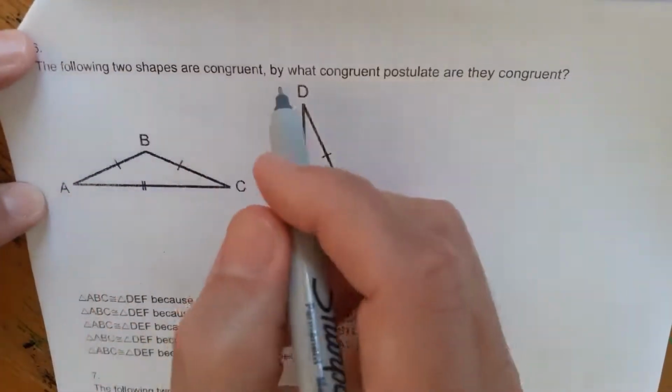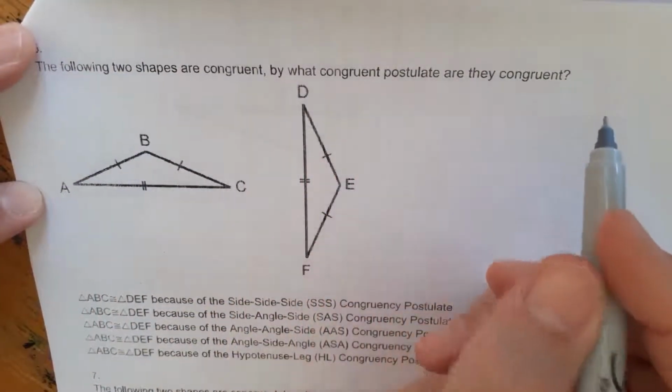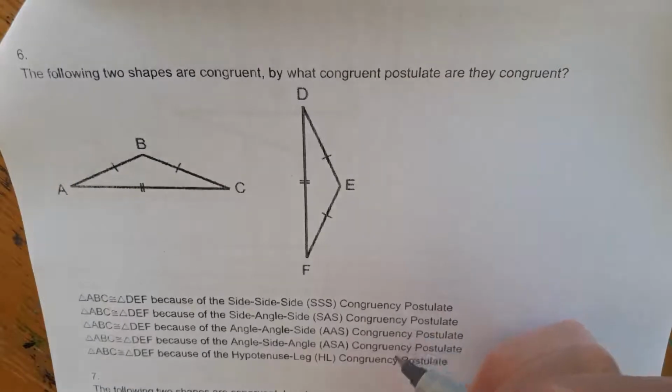All right, the following two shapes are congruent. By what congruent postulate are we using? Okay, so they're going to just keep going at it, right? And they're going to keep testing us.